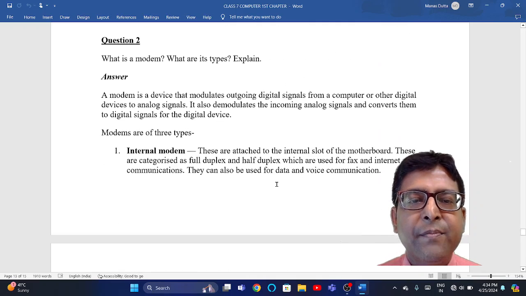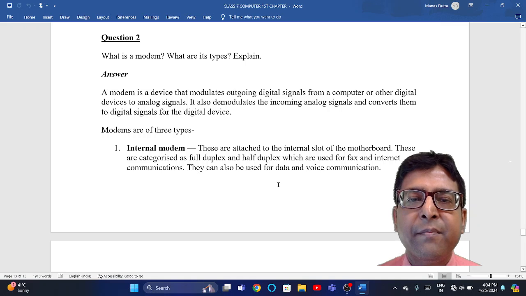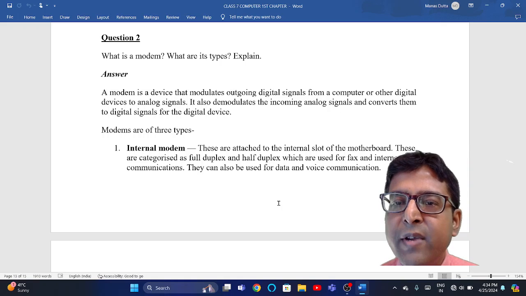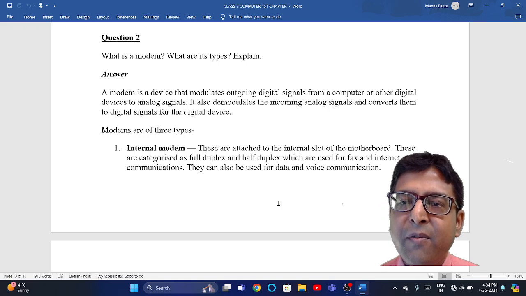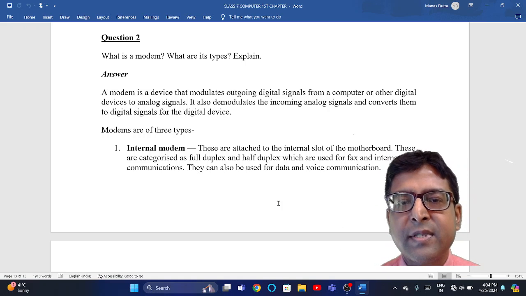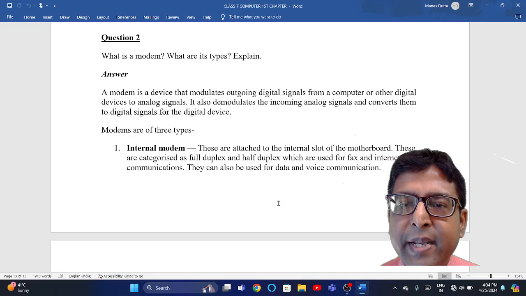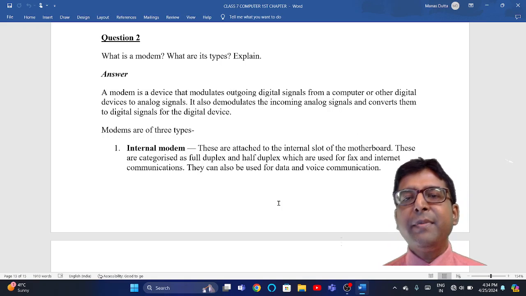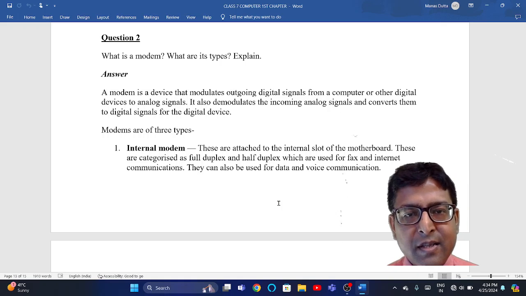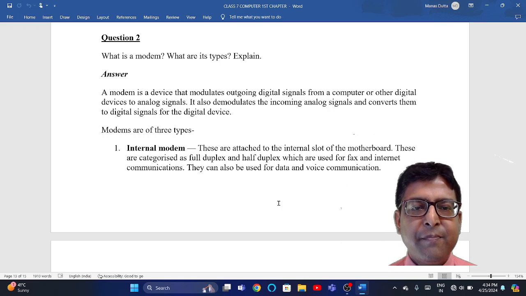Next question. What is a modem? What is its type? Explain. A modem is a device that modulates outgoing digital signals from a computer or other digital devices to analog signals. It also demodulates the incoming analog signals and converts them to digital signals for the digital device.